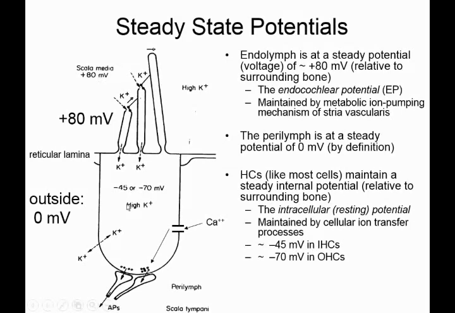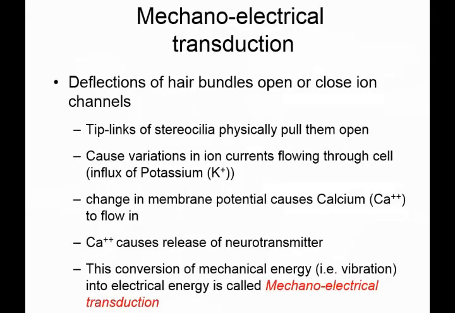And cells everywhere in the body, usually, always, are slightly negative. So they always have between minus 45 and minus 70 millivolt potential. Minus 70 is the inner hair cell, minus 45 is the outer hair cell. This is why it says minus 45 or minus 70. So what is the total potential between the endolymph and the inside of the hair cell? Let's say for the outer hair cells, 80 plus 70, so 150 millivolt gradient, which is a lot for neurons, or for anywhere in the body.